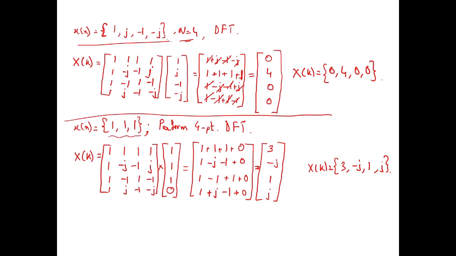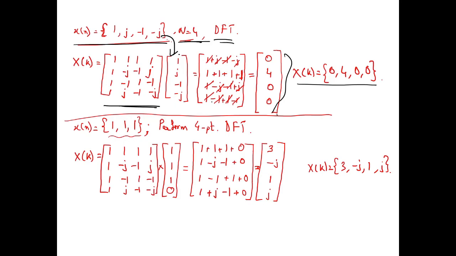We have some time, about 10 minutes, so I will just go through some problems; you will not be able to perform all of them. You have x[n] equal to 1, j, minus 1, minus j, so n is clearly 4 over here. Find out the DFT. We have this DFT matrix, then we have this signal, perform the matrix operation, and you get X[k] equal to 0, 4, 0, 0.